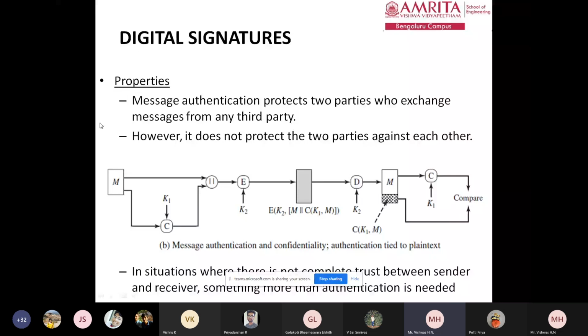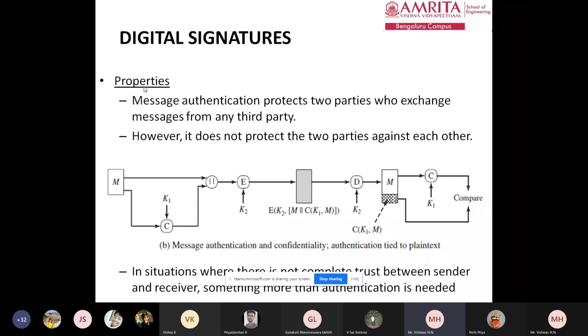Now I am talking to you, and I'm very sure that you are only logged in, thinking that you have not given your username and password of Teams software to someone else. Assuming that, it is mutual authentication what we have. Similarly, digital signatures will protect two parties who are exchanging messages from a third party.